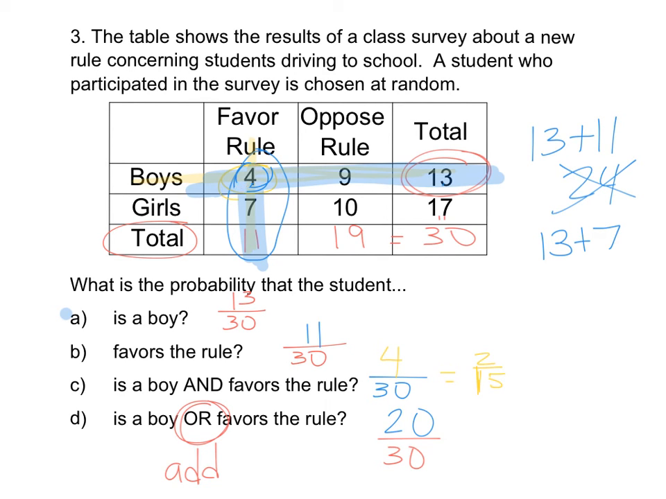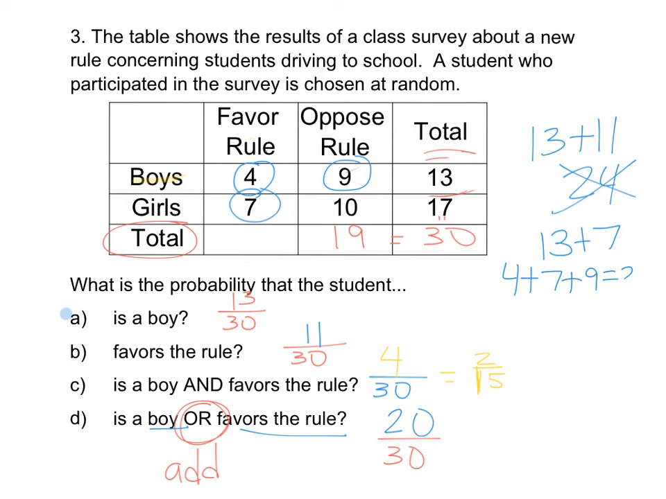So another way you can think about that, instead of using the totals, what we can do is just circle all the regions that we want to use. So we have a boy. So those are all the boys, and favors the rule. So those are the 3 numbers we need, 4 plus 7 plus 9. So in both cases, that's 20, which is 2/3.